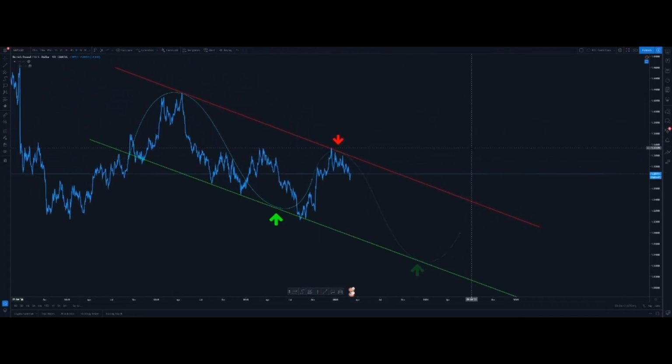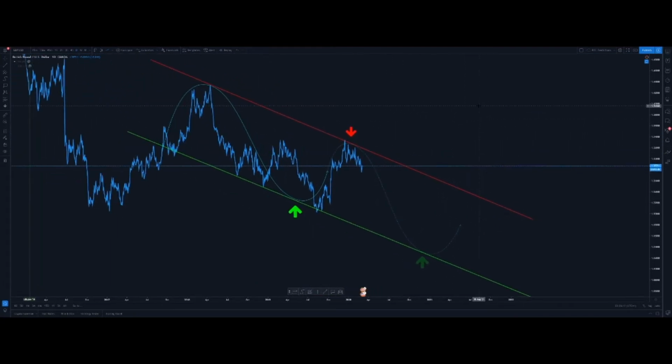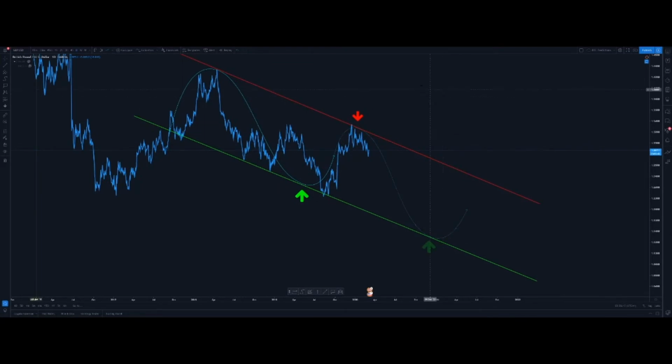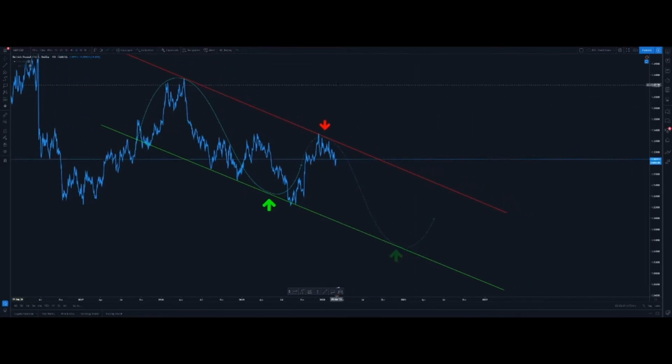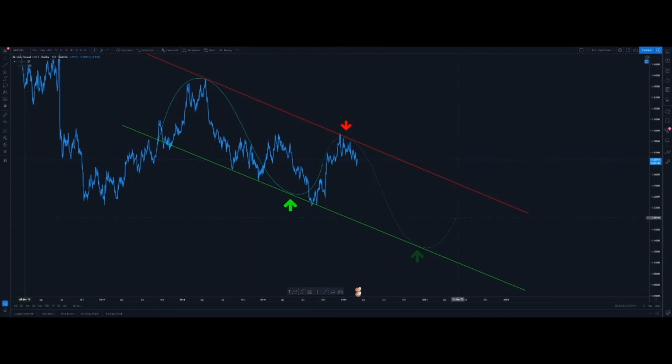So now we have our pattern formation, and let's extrapolate to get a potential target of the breakout. There are two options in this case. We can start off by the entry point of the pattern and draw it to the top.